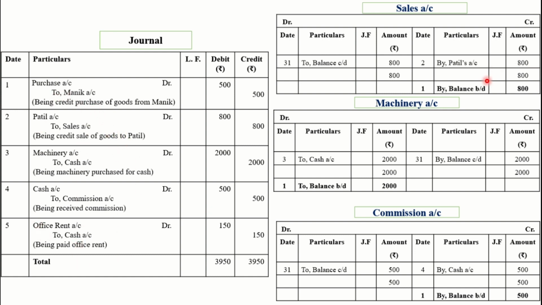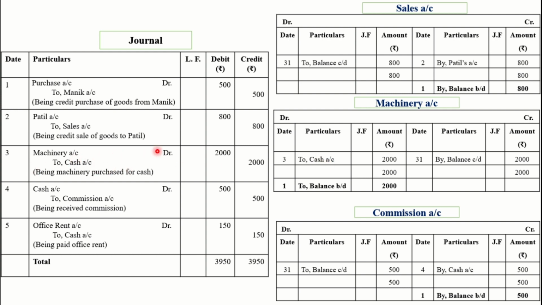That's why to balance the debit side, we need to add the carry down entry, that is 31st, to balance carry down 800. Now both sides are equal, 800, 800. Opposite to the carry down entry, we need to add the brought down, that is first, by balance brought down 800. This is a sales account ledger. After sales, there is a machinery account. Machinery account ledger. Here again, the same pro forma of ledger we need to prepare.